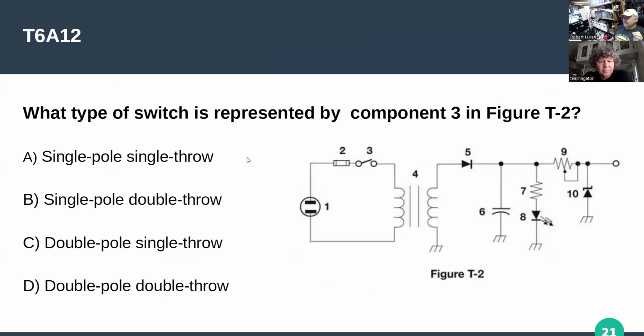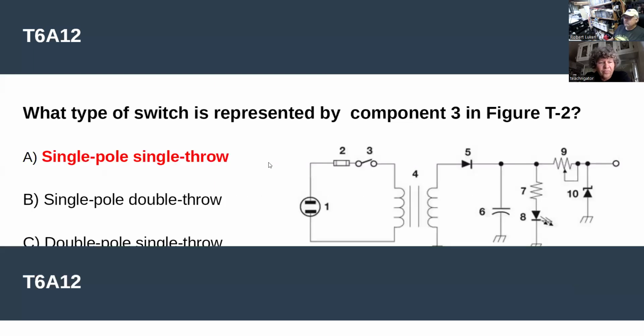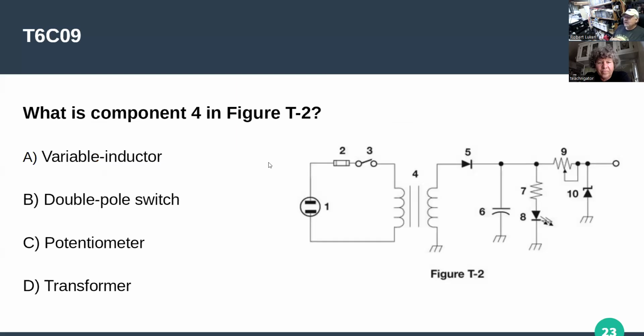So, what type of switch is represented by component 3? Alpha. Single pole, single throw. What is component 4? Transformer, Delta.